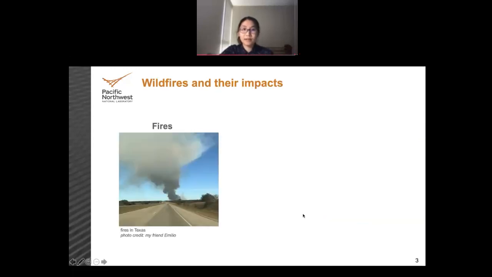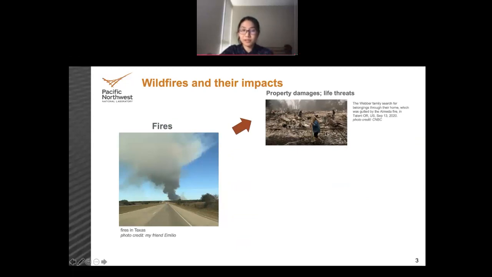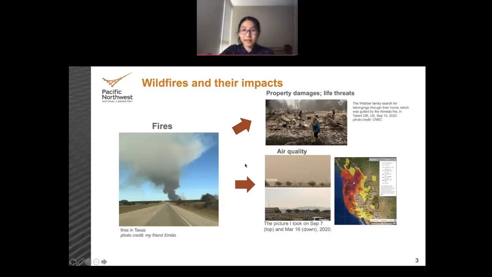Fires can have different impacts. First, they can cause property damage and life threats to people. Second, as I showed in the beginning, they can cause bad air quality. Here is a picture I took on a random day in March versus the same day from my window. Normally we can see the mountains far away, but on that day we can barely even see the houses over here. Also, fires can have both positive and negative impacts on ecology and can also affect weather and climate.